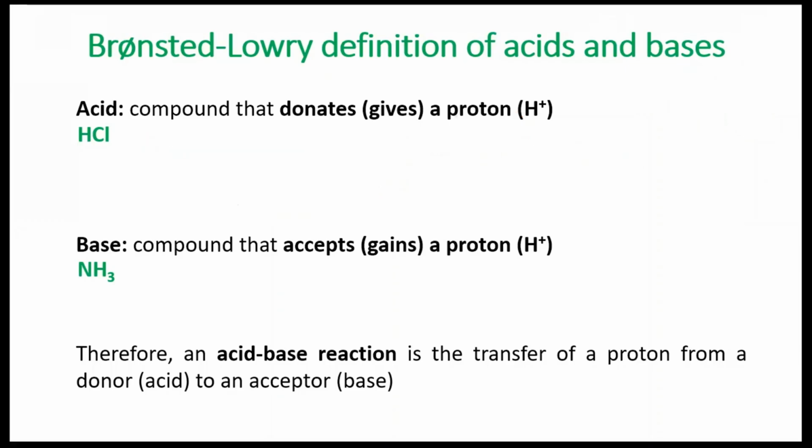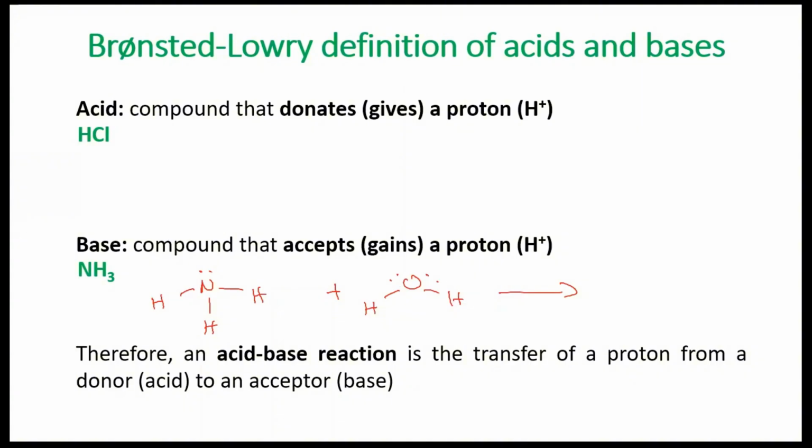Let's take a look at what a base then will have to be, right? We just look at the opposite. A base is then going to be any compound that is able to accept or gain a proton, right? Let's look at the case of ammonia. If I take ammonia, and we know that the Lewis dot structure for ammonia is going to be a trigonal pyramidal shape, and then I add it to water, which has a bent geometry, what is going to happen again here is that Bronsted and Lowry are saying that the base is going to be able to gain a proton.